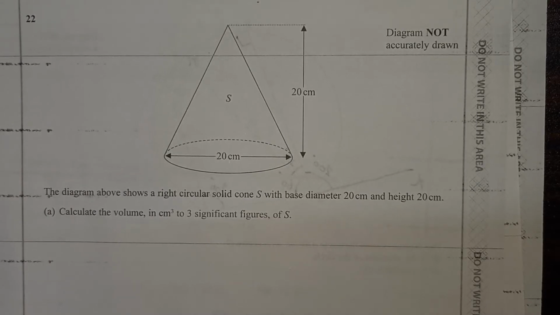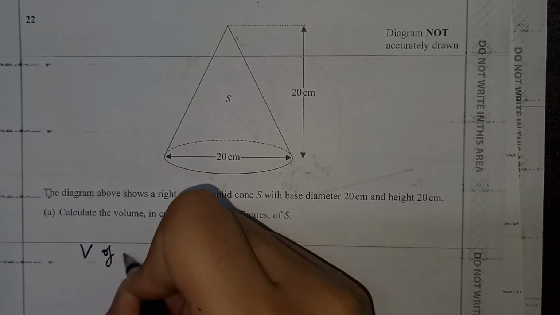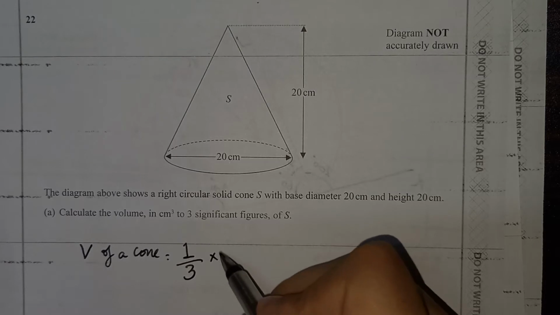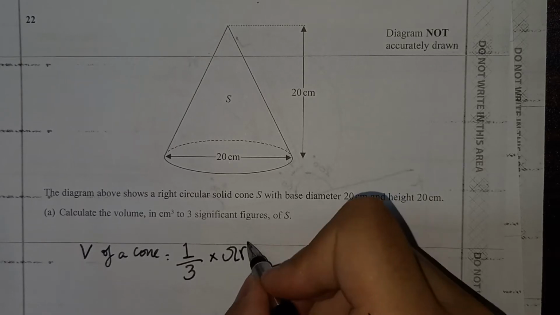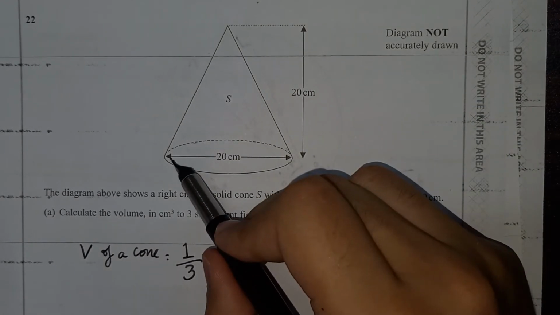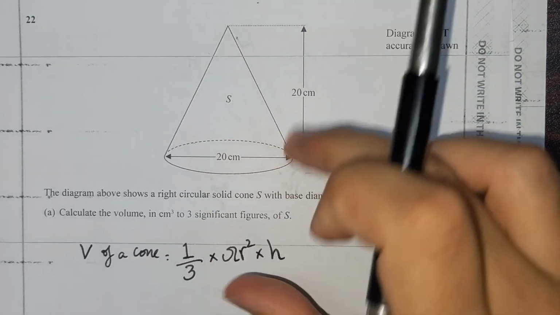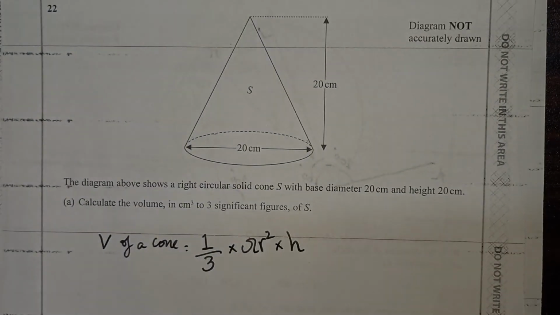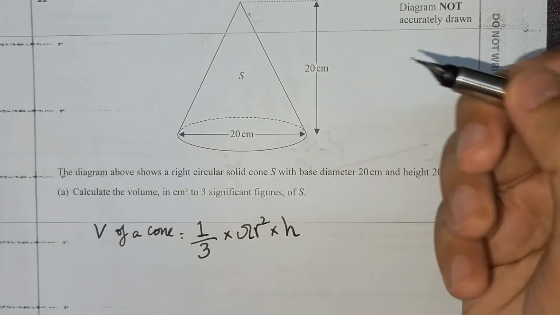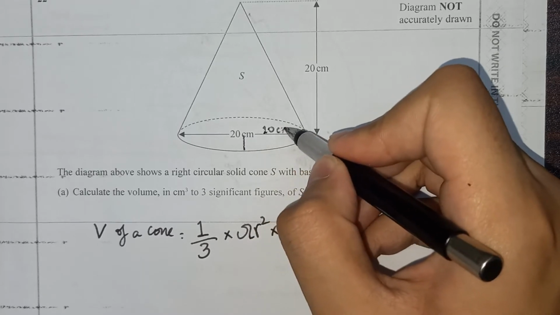Okay, so first we'll write the formula of the volume of a cone, which is 1 divided by 3 multiplied by pi r squared times height. Pi r squared is the formula of the area of the circle, and h is the height over here, multiplied by 1 over 3, which gives the decreasing volume. We don't have the radius, but we know how to calculate a radius out of a diameter: the radius is half of the diameter, so it will be 10 centimeters.